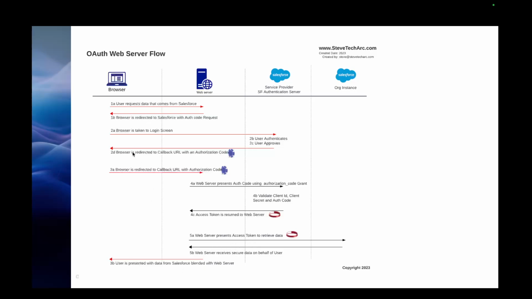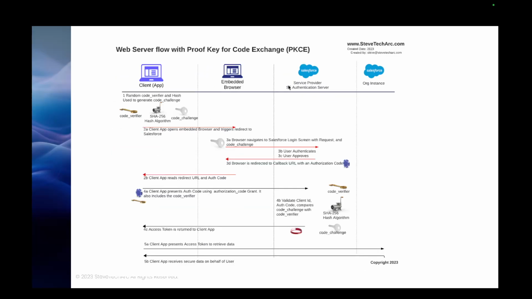See, you got the red lines for what I call the semi-insecure channel. It is secure because it is coming across the wire through SSL and TLS, but it's not secure because somebody could hack your browser and you don't want them getting the access token. You want the access token to only be exchanged between the web server and the service provider. Okay, so this is OAuth web server flow.